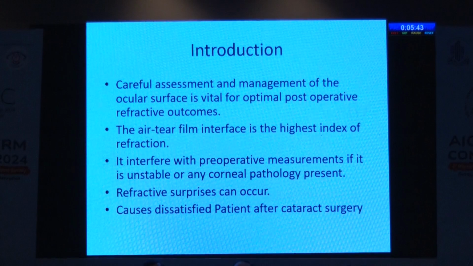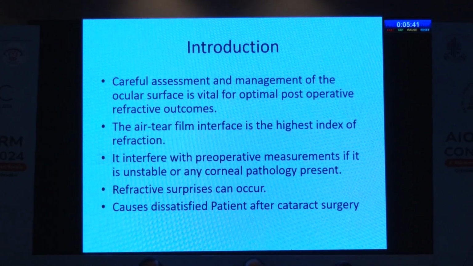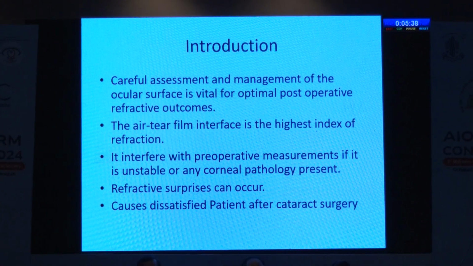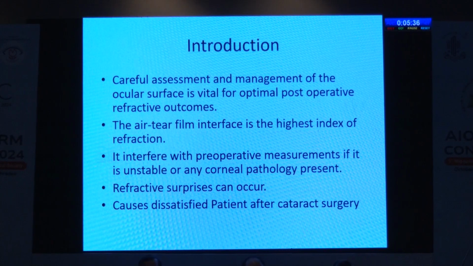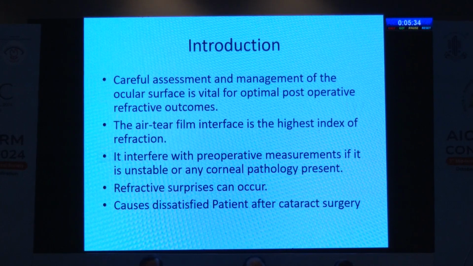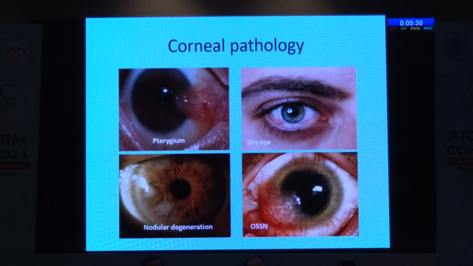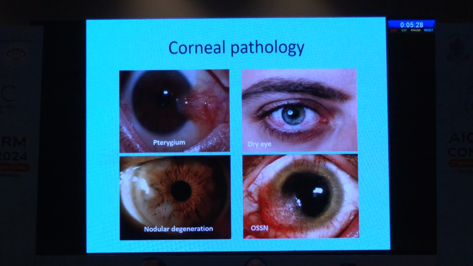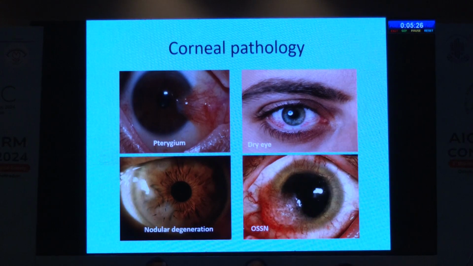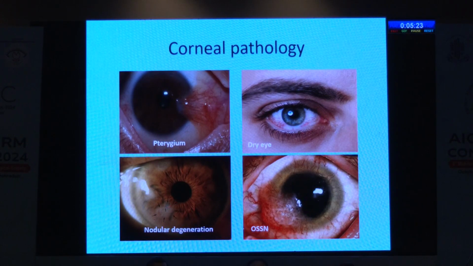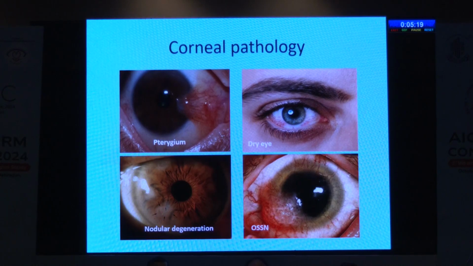Often it gives rise to some refractive surprise, and it is the most common cause of the dissatisfied patient after cataract surgery, more often following premium cataract surgery. So these are the pathologies. Most likely we include pterygium, which is most common. Then dry eye, and also some nodular degeneration. OSSN is very rare.